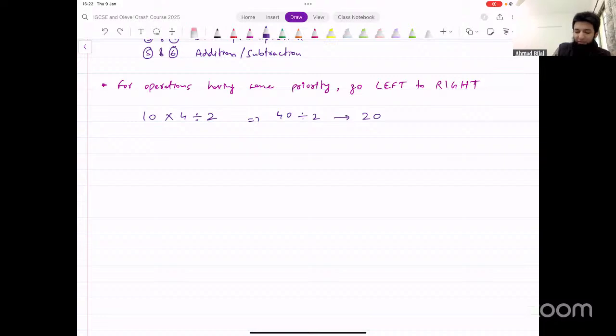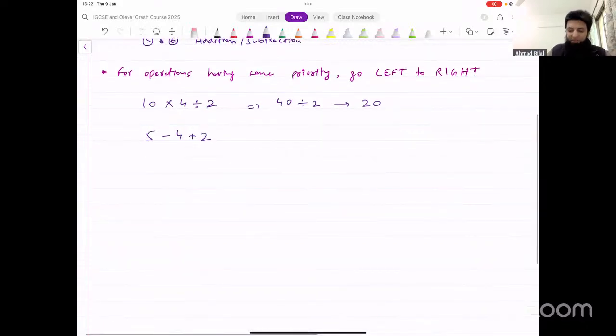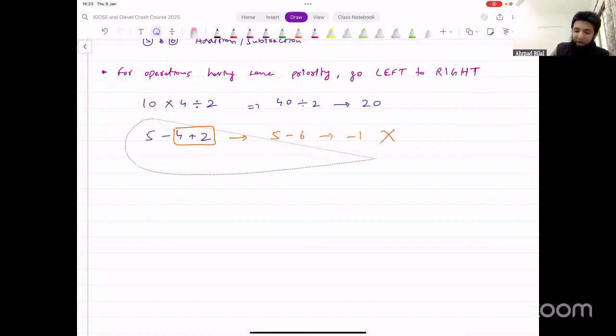But for instance, if you had 5 minus 4 plus 2, you cannot do it like this, that you say you're adding 4 and 2 first. That would not make sense. You cannot do this first and give 5 minus 6 and then minus 1 as the final answer. That would not work. This would be incorrect. So addition and subtraction, even though they have the same priority, you have to go left to right in them. Okay, you've got to go left to right.